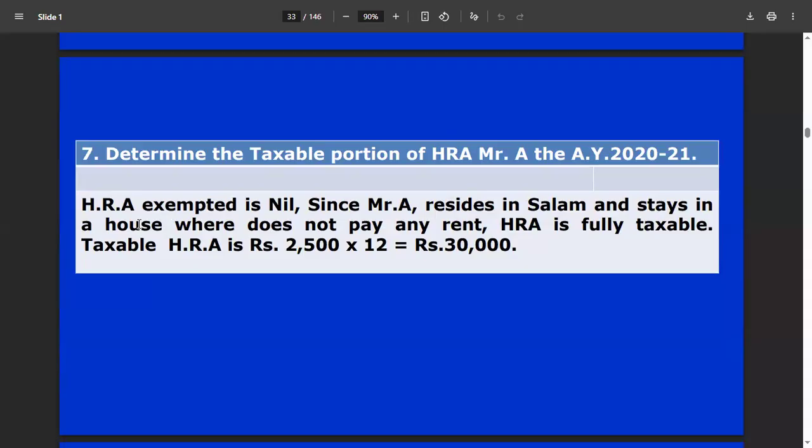Now let's find out his HRA taxable. Since no rent is paid by Mr. A, all the HRA which he received is of no use. He stays in a house and does not pay any rent. So since he is not paying any rent, he is not able to get any exemption. The 2,500 that he is receiving is fully taxable.